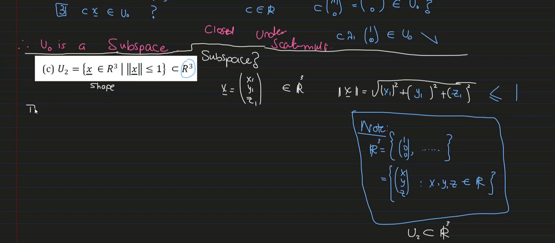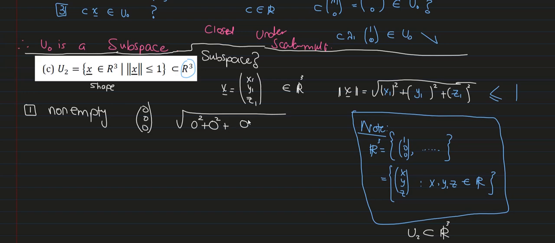Let's test the first condition, about being non-empty, whether this U2 is non-empty or not. It includes the zero vector or not. We will take the zero vector, which is something like this, and try to apply this condition. So the norm of the zero vector will be the square root of 0 squared plus 0 squared plus 0 squared, right? And this is equal to 0. Is it less than or equal to 1, the condition that's stated here? Yes. Therefore, the zero vector does belong to U2, and U2 is non-empty. Okay?